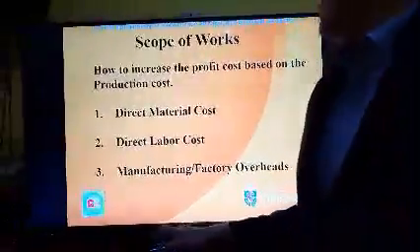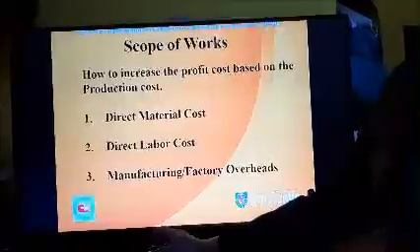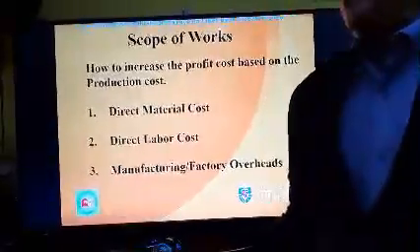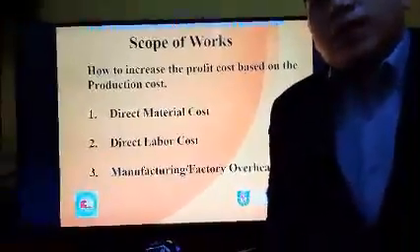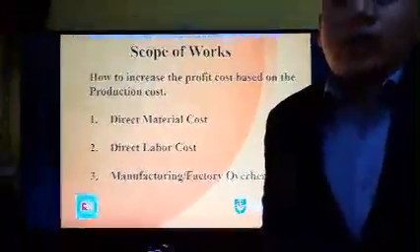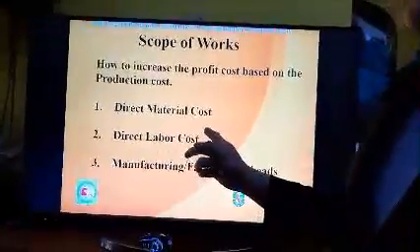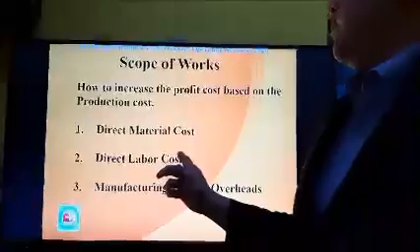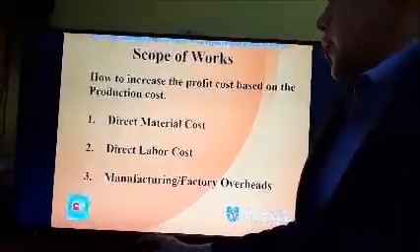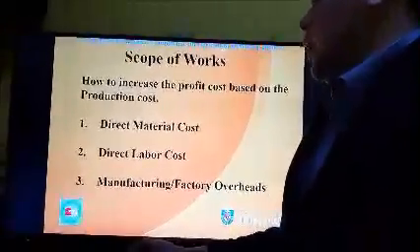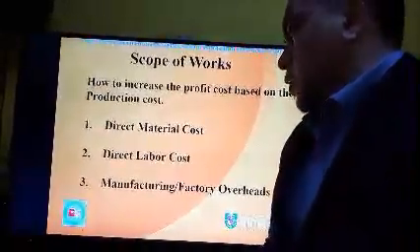Okay, now we go to how to increase the profit based on the production cost. In this paper I will focus on the three items that I already implemented in my last Japanese oil seal manufacturing in Batam. The first item is direct material cost. We must reduce the direct material cost. Why? We can get a better profit by reducing the material cost.